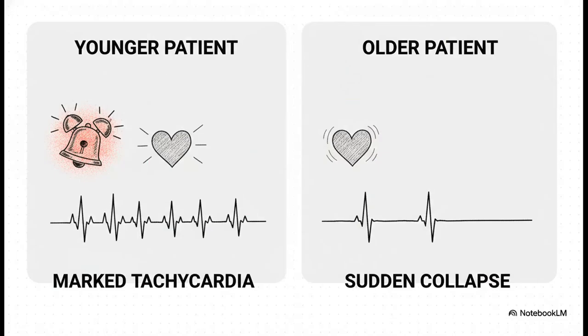And this illustrates that difference perfectly. A younger patient's body screams for help with a racing heart. It's like a loud alarm bell. In an older patient, that alarm system is broken. They can maintain what looks like a normal blood pressure right up until the moment their system completely collapses. You cannot afford to wait for hypotension. You have to be suspicious from the very beginning.